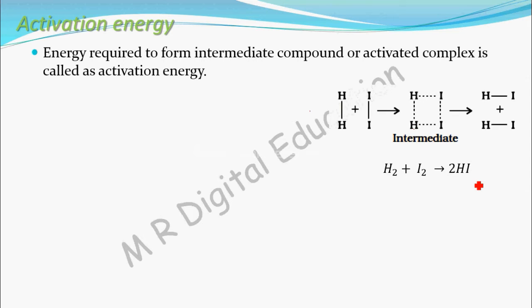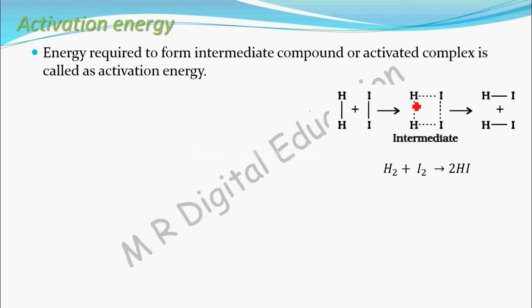See actually how it takes place at the molecular level. Two hydrogen atoms bonded with a bond and two iodine atoms bonded with a bond. When they react, a hydrogen molecule and an iodine molecule will collide and form an intermediate molecule. During this, the old bond will break down and a new bond will form. So this is the intermediate compound or activated complex.